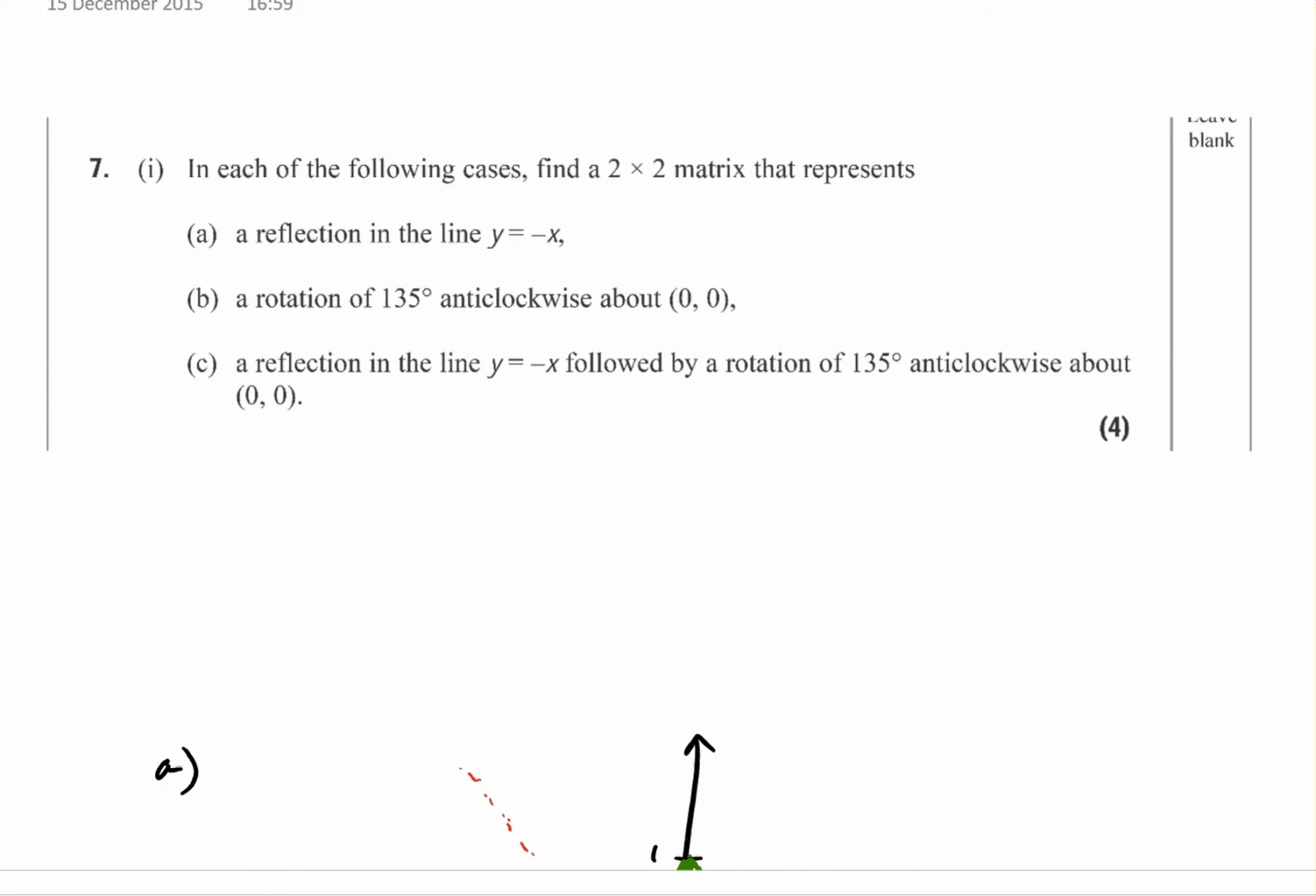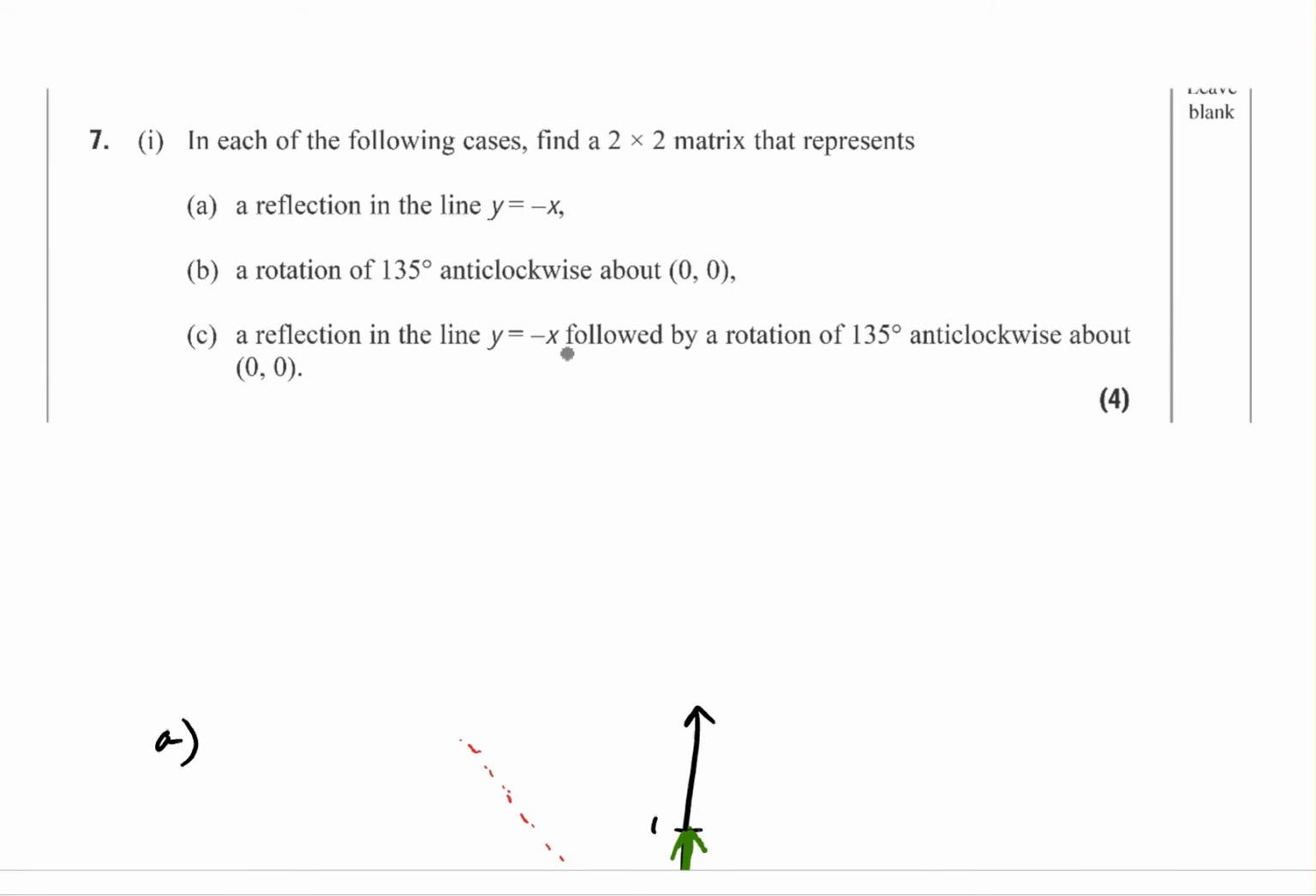Now let's look at part B. A rotation of 135 degrees anti-clockwise about the origin. Now, this is why I say, for part A, you could probably have just remembered that. If you just want to remember loads and loads of matrices, I'm not into that personally. It's not the way which I like to work. But if you wanted to, you could have done. But for part B, no, you can't remember that.